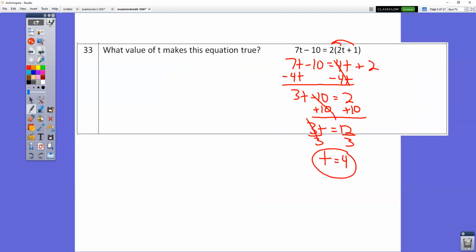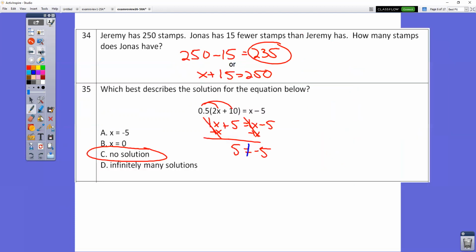In this one, you want to do the distributive property first. Take the number outside, multiply it by both of the things inside. 2 times 2t is 4t. 2 times 1 is 2. Again, you have letters on both sides. Get all the letters on the one side. So I'm going to do minus 4t and minus 4t. Now you just have a two-step equation. Add 10s, divide by 3s. You get t equals 4.